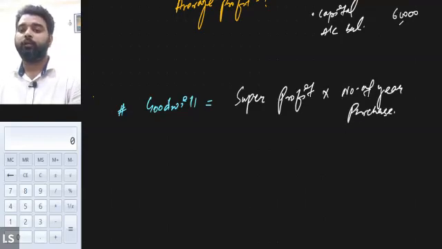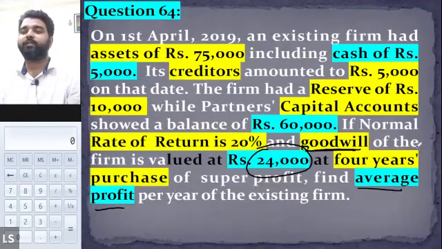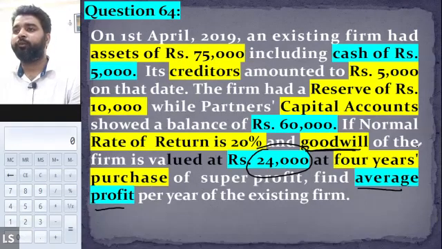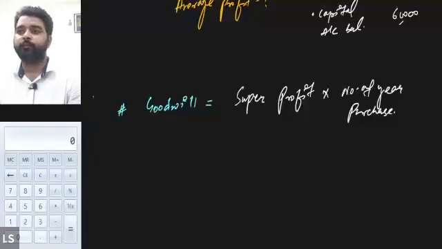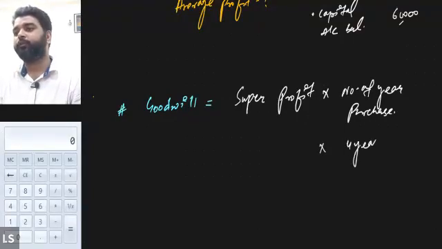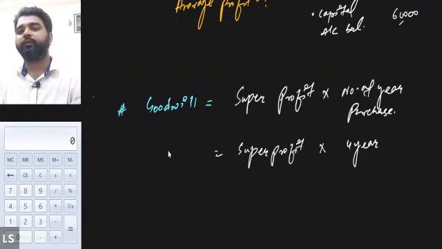right? So question has provided the number of years purchases, which is 4 years. Everyone is able to see that. Just beside the value of the goodwill 24,000, it is written that 4-year purchases of super profit. That means goodwill has been valued on the basis of 4-year purchase. So number of years purchase is also given in the question. Super profit is not given in the question. Obviously, this is not given. Goodwill is in fact given in the question.